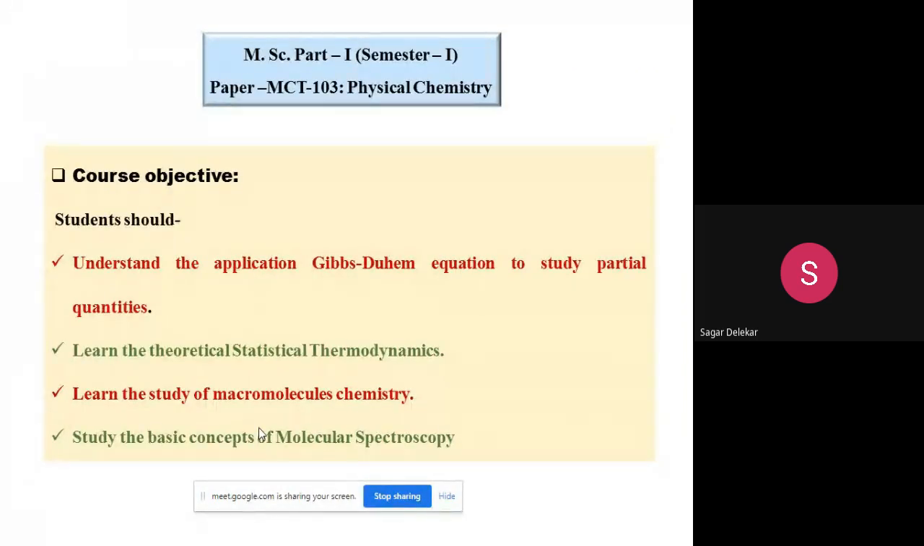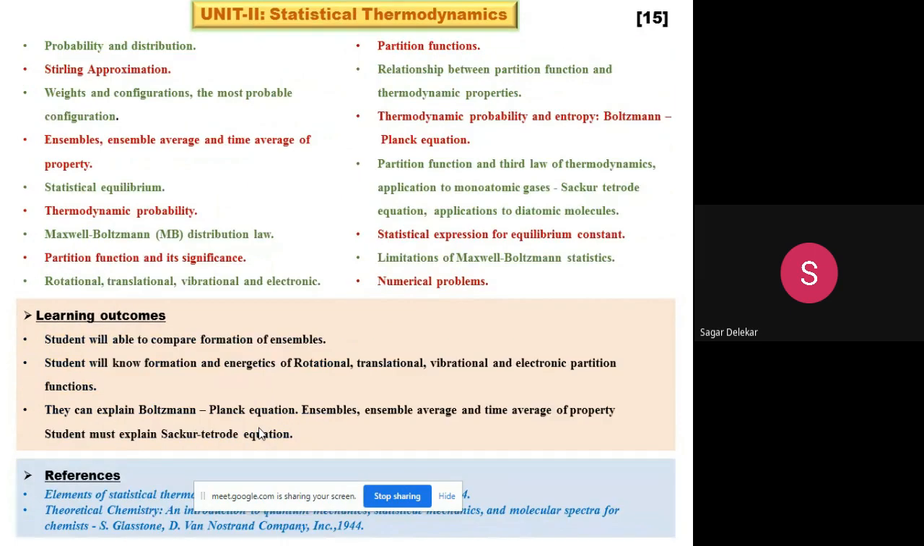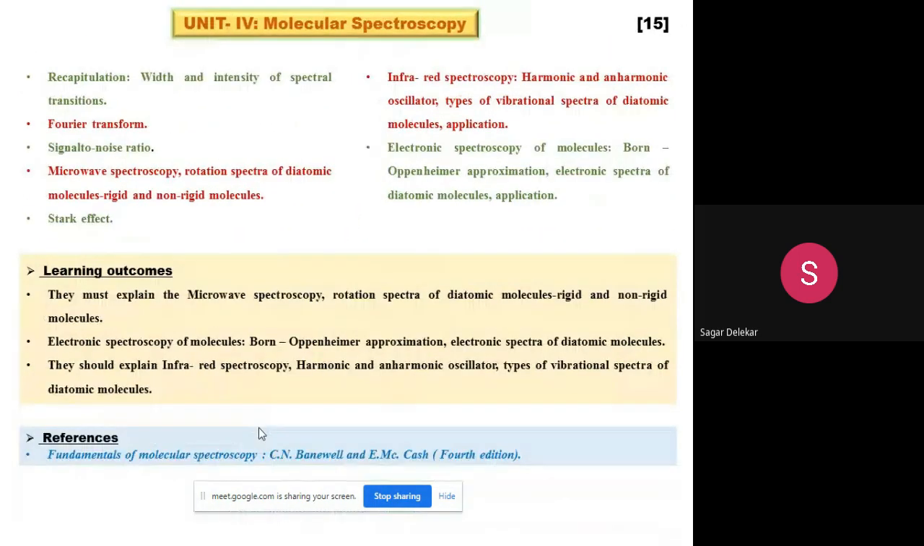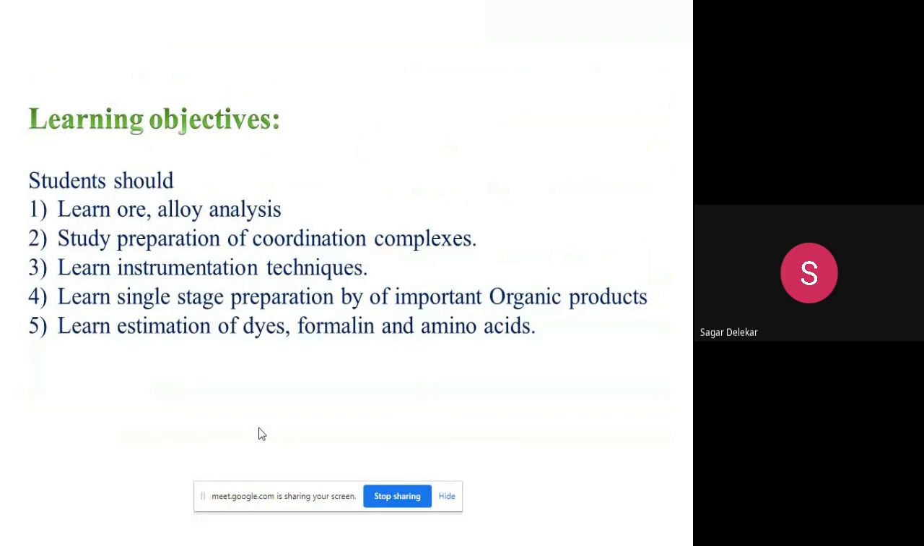Physical chemistry I already told. I am not much expert in this one, so I am skipping the physical part, thermodynamics and all these. For that, you may contact the experts working at reputed universities. Then again regarding the practical part, I am just highlighting a few things. I am not going into details about it.